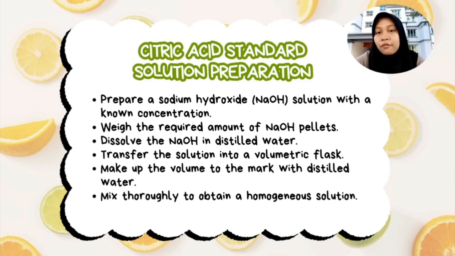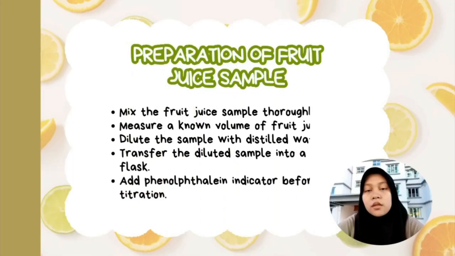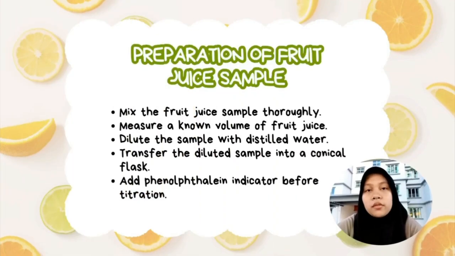Next, we are going to see the standard solution preparation. So before we are performing the titration, a standard sodium hydroxide solution is prepared. A required amount of sodium hydroxide is dissolved in distilled water and it will be transferred into a volumetric flask. The solution is then diluted to the mark and will be mixed thoroughly to ensure a uniform concentration.